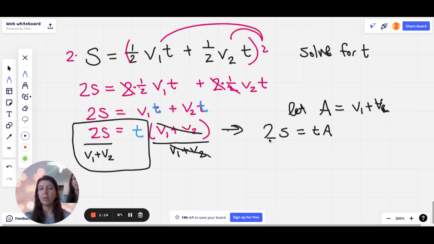Well, this looks a little bit more similar to what we do when we divide to solve for t. So I can divide both sides by A, right? And then these A's cross out and I'm left with just t. So that might be easier to see. But of course, we're not using A, we're using V1 and V2. So I can divide both sides by V1 plus V2, and I get my t.